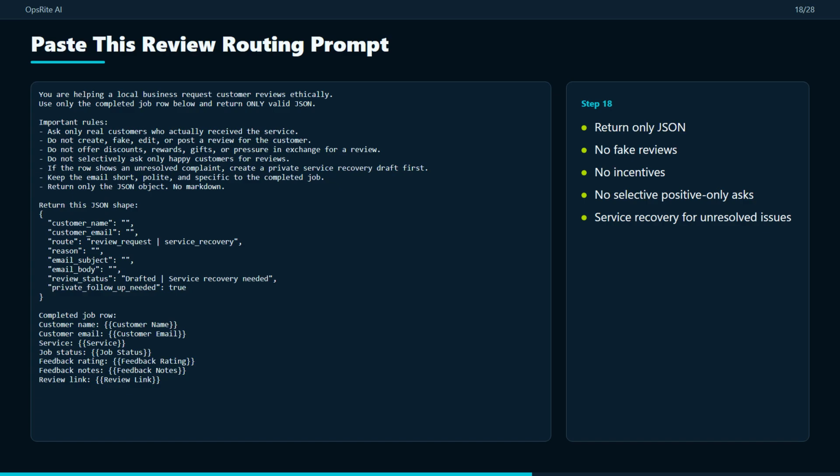The plain English rule is simple. Ask real completed customers politely. Never fake or reward reviews. Do not selectively ask only happy customers. And if the row shows an unresolved complaint, prepare a private service recovery draft first.